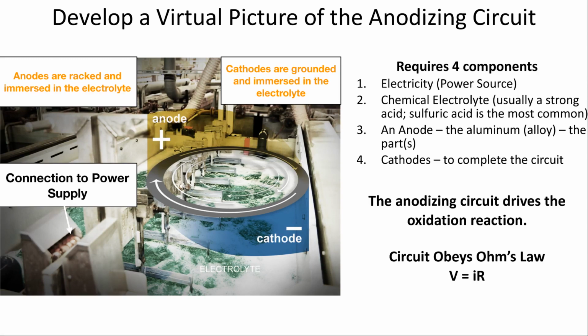To operate this circuit, we need that power source. We need that electrolyte, which is typically a strong acid, and sulfuric acid industrially is possibly the most common electrolyte utilized. We need our parts and we need our cathodes. And as an aside, I just want to say cathodes are probably the most overlooked part of the circuit, but you want your cathodes to be as conductive as possible to maximize the efficiency of the anodizing circuit. Because that anodizing circuit drives the oxidation reaction, and that circuit obeys Ohm's law.